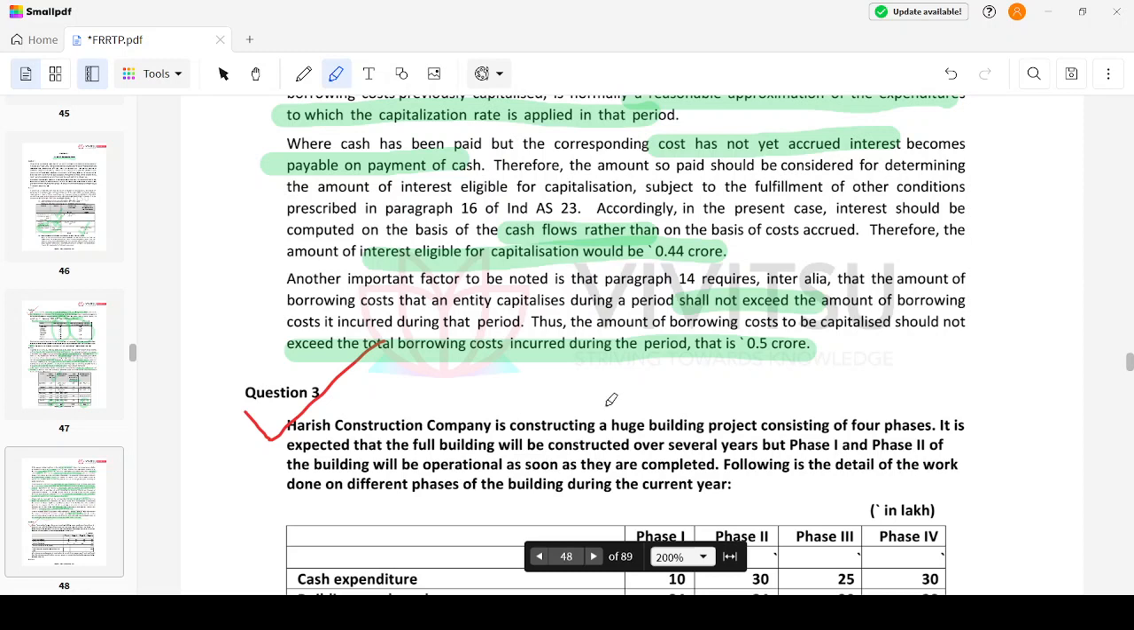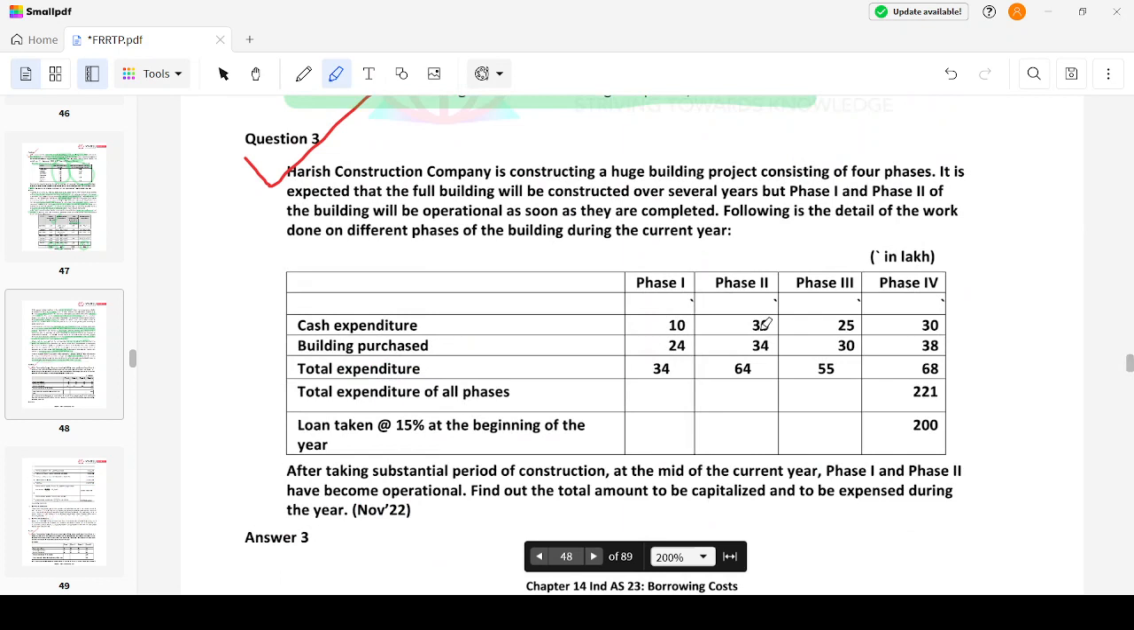Clear? Let's move on. A company is constructing a huge building project consisting of 4 phases. It is expected that the full building will be constructed over several years, but phase 1 and phase 2 of the building will be operational as soon as they are completed. Following are the details of the work done on different phases of the building during the current year. Phase 1, phase 2, phase 3, and phase 4, with building purchase, total expenditure of all phases, and loan taken. After a substantial period of construction, at the mid of the year, phase 1 and phase 2 have become operational. Find the total amount to be capitalized.